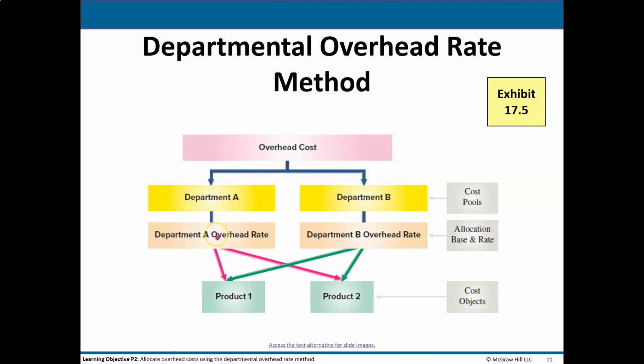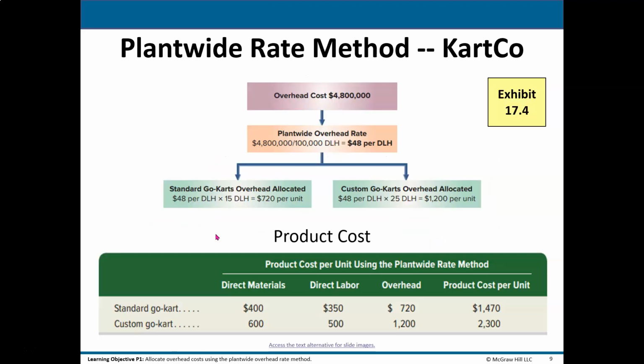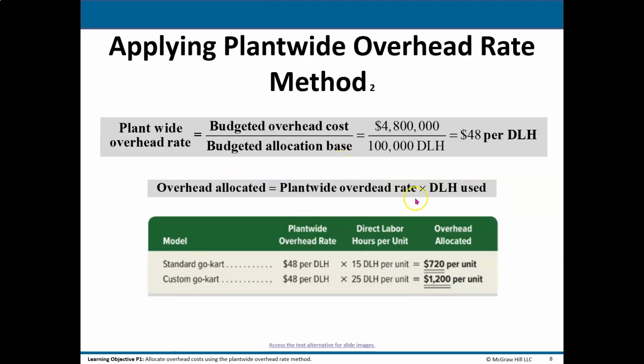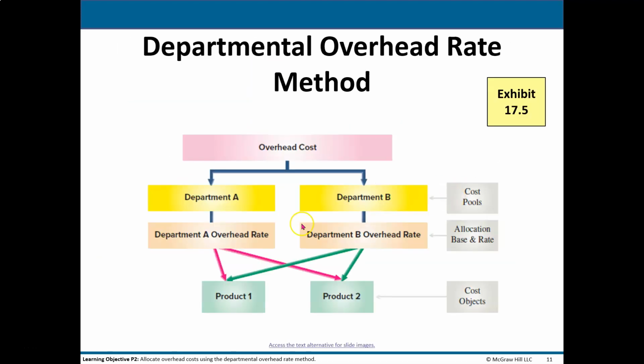Now, each department is going to have its own allocation base, whereas before we only had it based on direct labor hours used for everybody in the plant. Here, we're going to figure out what is the cost driver, or what drives the overhead cost in Department A, and what drives the cost of overhead in Department B. And most likely those may be different. For Department A, we may use machine hours as our allocation base. In Department B, we may have direct labor hours or direct labor costs.